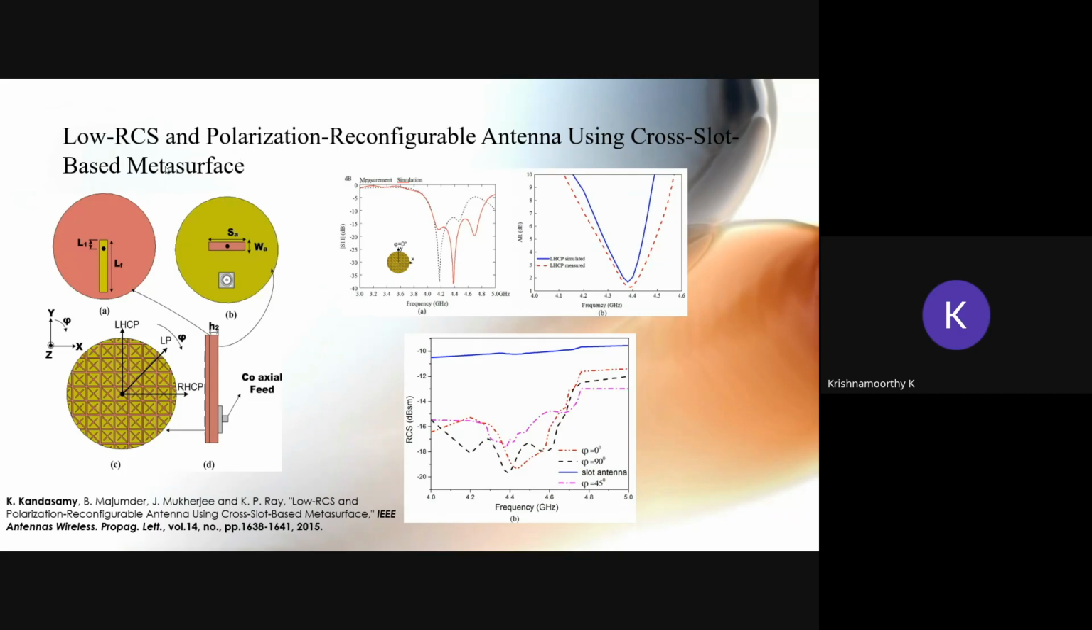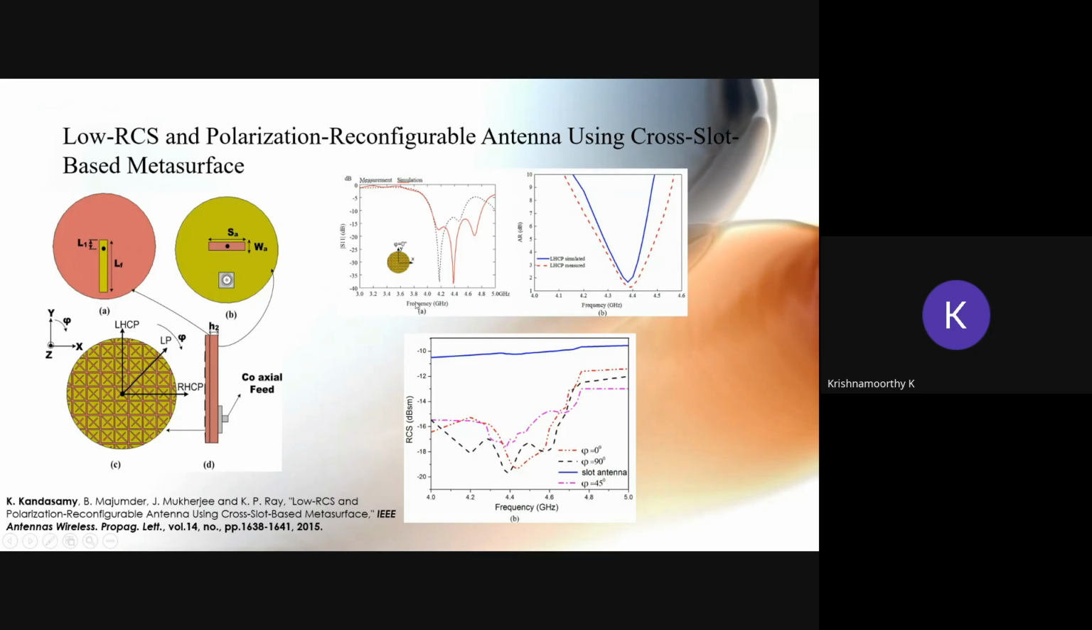By rotating this metamaterial structure with respect to the center of the slot, if the position of the metamaterial structure is like this, it is going to give the left-hand circular polarization. If you rotate mechanically along this direction, and the rotation reaches this direction, then we get the right-hand circular polarization using this antenna. So we can reconfigure the polarization simply by rotating the metamaterial structure with the slot antenna.